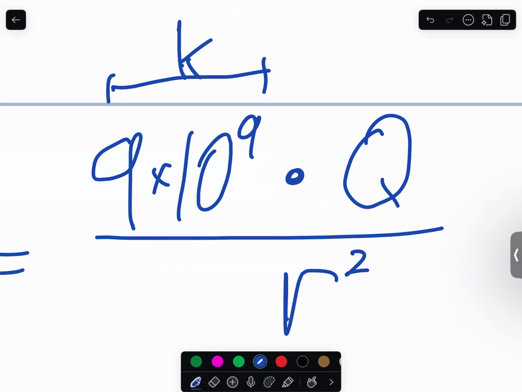Great. Once you find the field, how do you get the force, the thing you usually actually care about? Multiply.